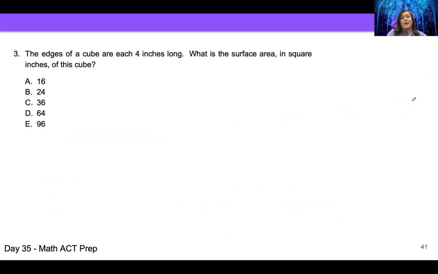And the last one we've got here, again, we got another cube. The edges here are all 4 inches long. So what's the surface area? Well, I have this memorized. I know I find the area of my yellow side. So it's going to be side times side. So that's going to be 4 times 4. Tells me it's 16 square units for the yellow side. And the other 5 sides are the same. So all I need to do is multiply by 6. And you end up getting 96 square inches.